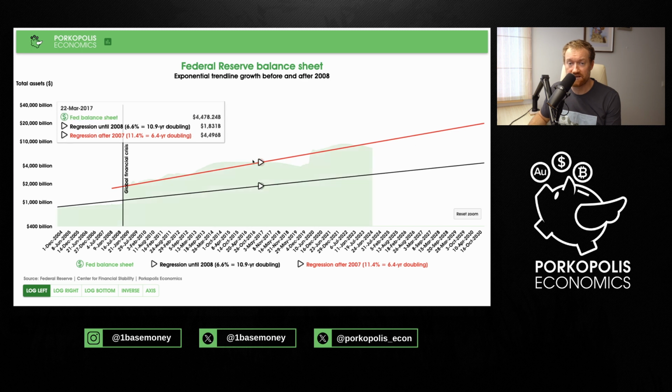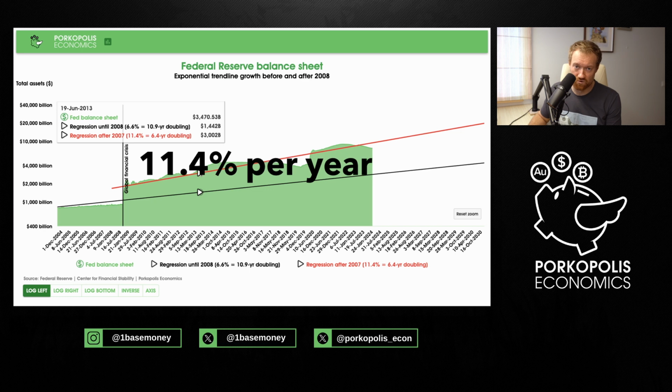Now, the key question you need to be asking yourself here, how this relates to your family, how it could relate to your portfolio. The Federal Reserve, since 2008, is doubling their balance sheet every 6.4 years. The Federal Reserve's return on their own assets, which they print freely, is 11.4% per year. So the key question you need to be asking yourself is, since 2008, how quickly am I doubling my own personal stock or bond or asset portfolio?